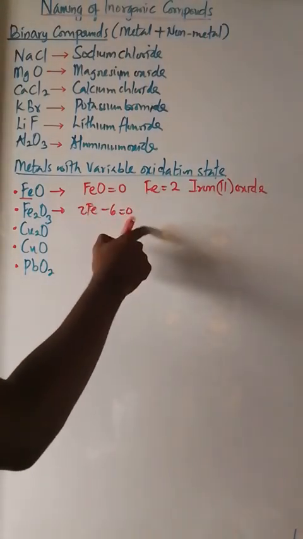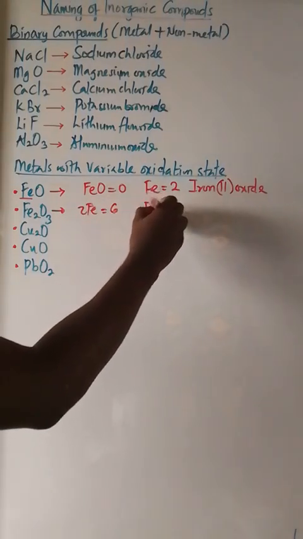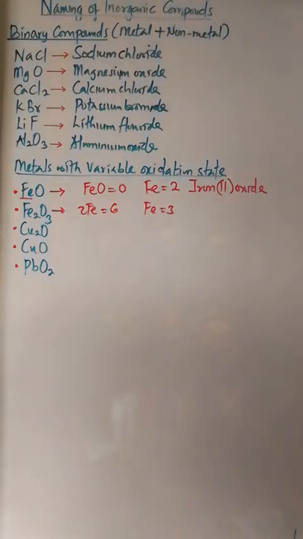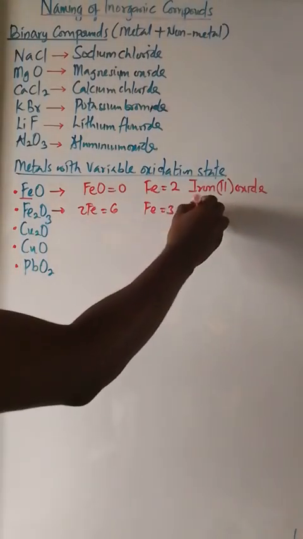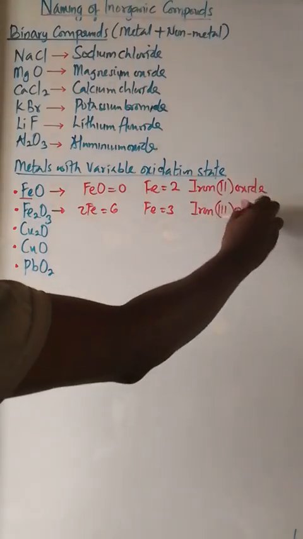So when I bring this 6 here, 2Fe equals 6. From there we get Fe to be 3. So it means the oxidation state of iron here is 3. So to name it, we call it iron(III) oxide.